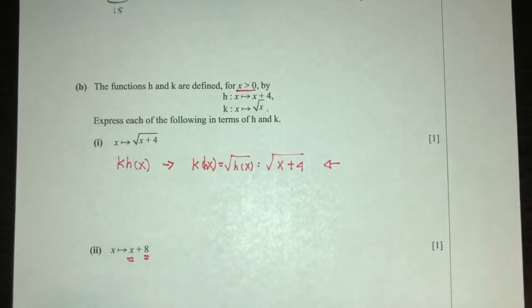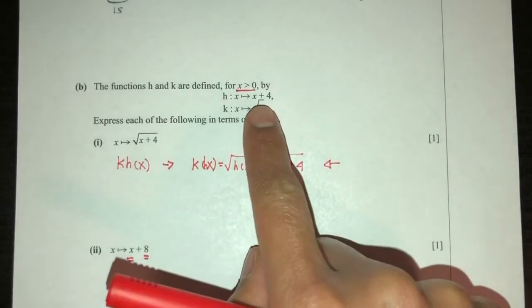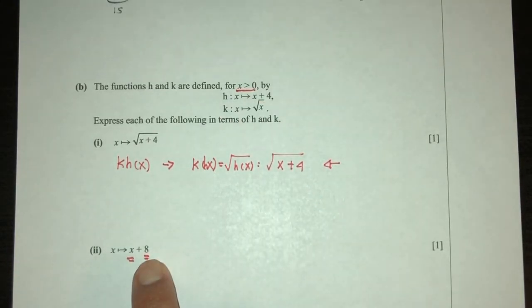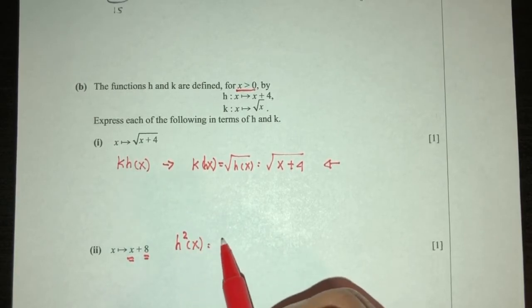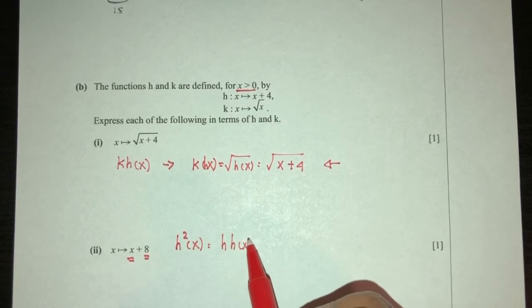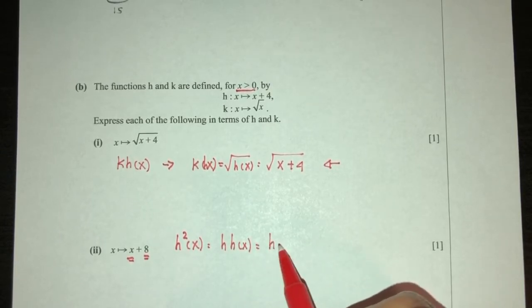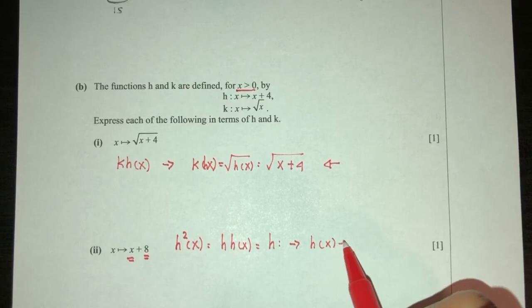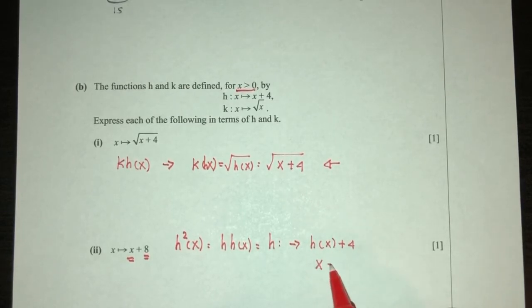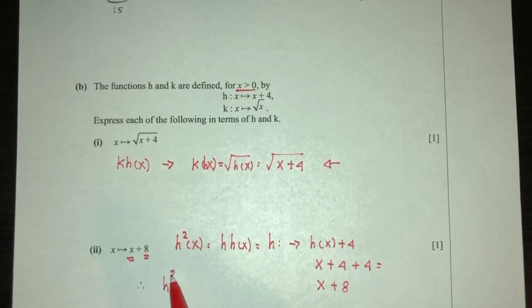Part 1. Now part 2, here we have x plus 8. So now if you observe, we don't have any square, no square root here. We only have x but plus 8. So we have to add 4 again. So we can just do h square of x, which is h of h of x. That will be h of x plus 4. h of x is x plus 4, plus 4. That will be x plus 8.